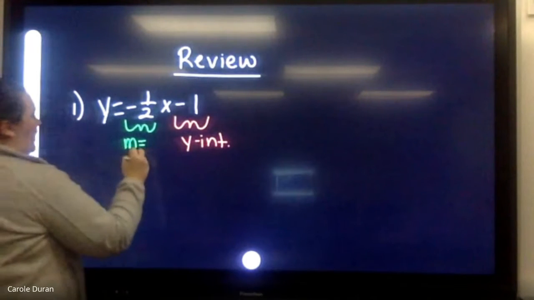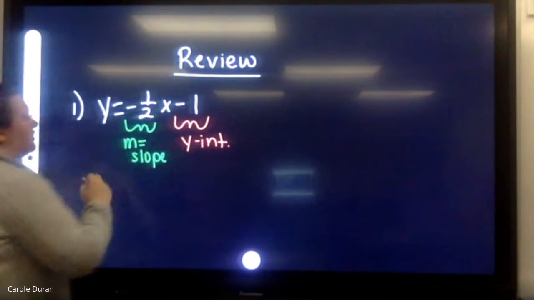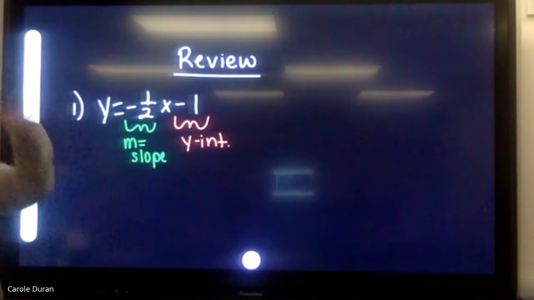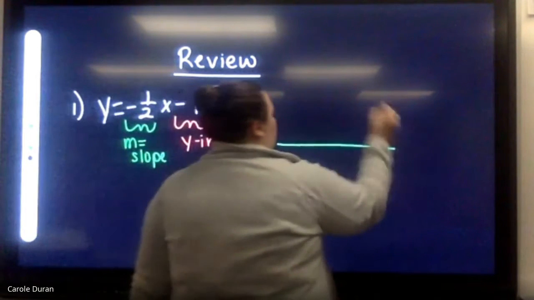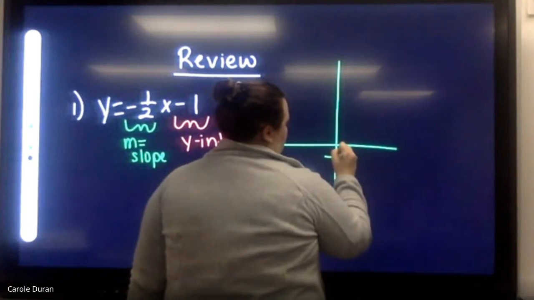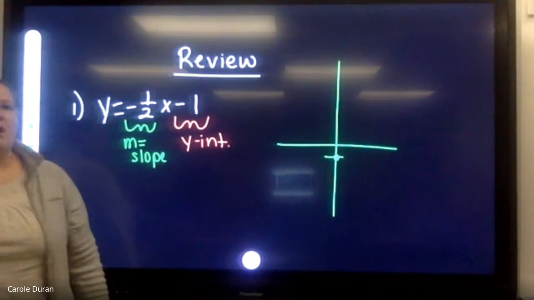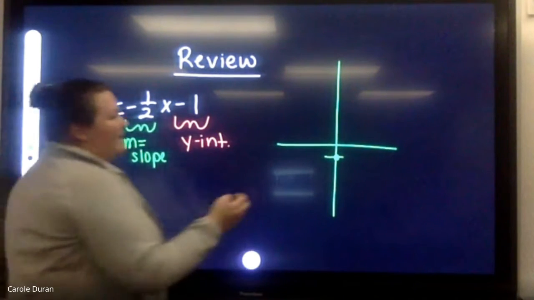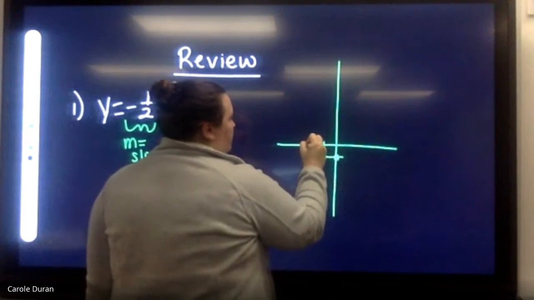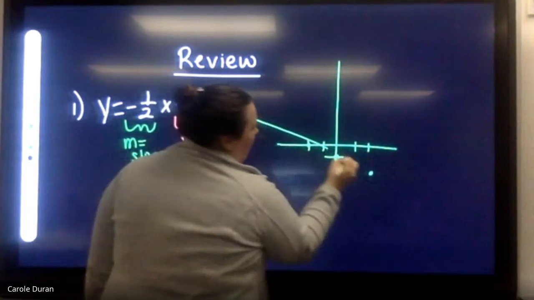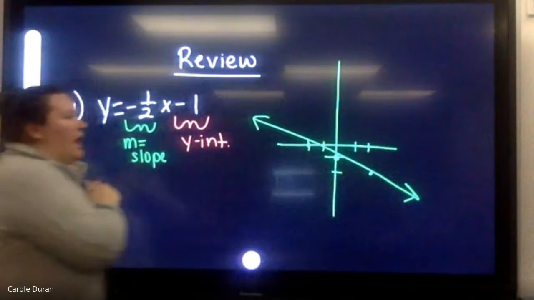Okay, so then I go to the graph options that are on that page, and I look for the one that goes through the point y is -1, which is on that vertical axis. And then I look for one that has a slope of -1/2, which means I either went up 1 to the left 2, or I went down 1 to the right 2. So my line should look something like that. Which option has that?